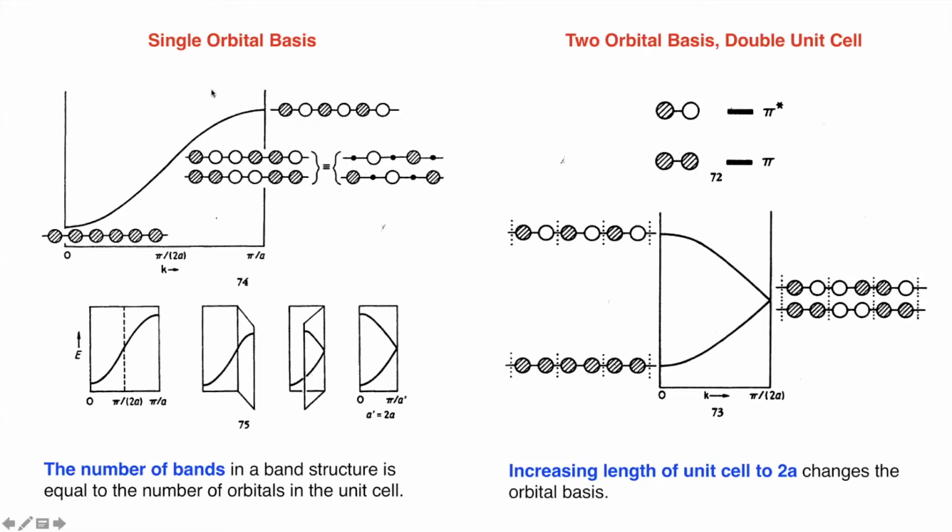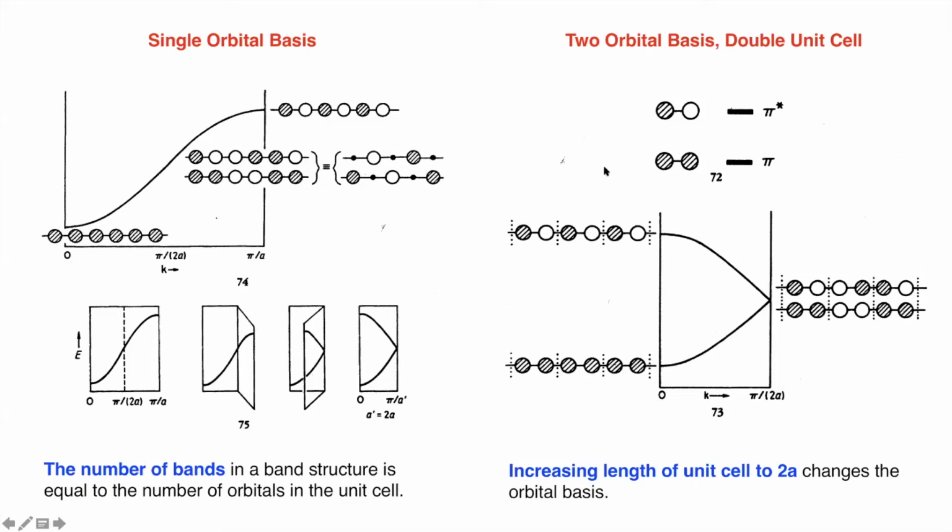So on the left-hand side, you can see here, for example, the single orbital basis, where you're just taking s orbitals in a chain and combining them. At 0, it's down here. At pi over a, it's up here. At pi over 2a, you get orbitals that look something like this.